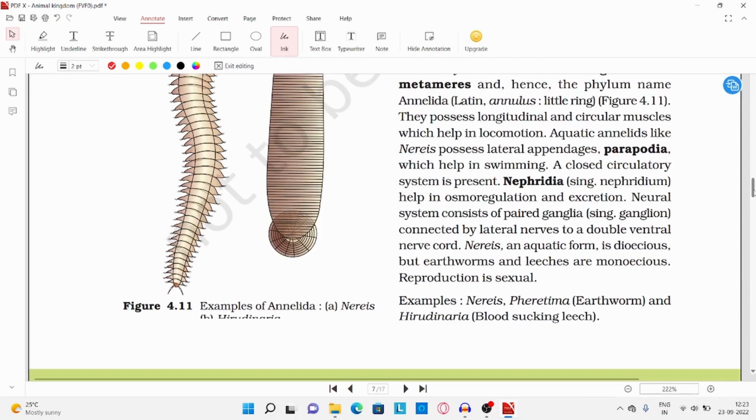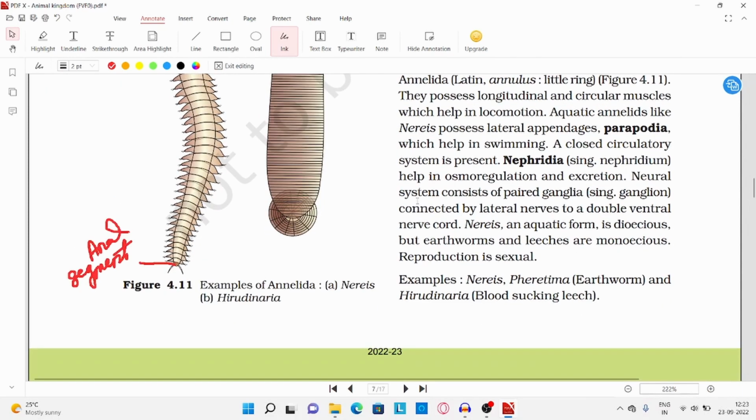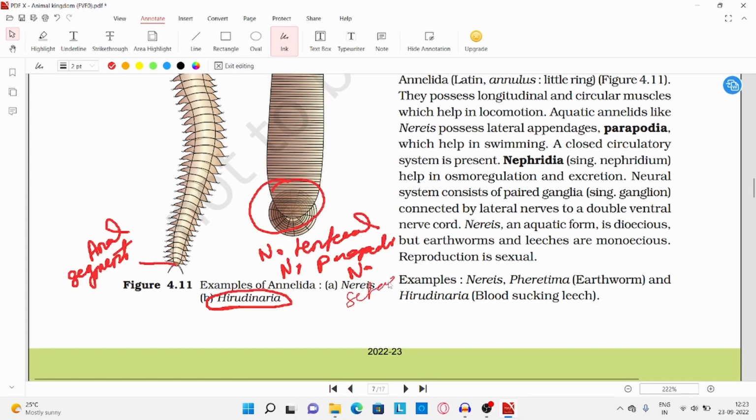Now there are multiple classes in the phylum Annelida. One of these classes is class Hirudinea, to which Hirudinaria belongs. So Hirudinaria has a distinctive feature that a large posterior sucker and often a smaller one at the anterior end is present, and it does not have tentacles, parapodia or setae. No tentacles, no parapodia, and no setae.